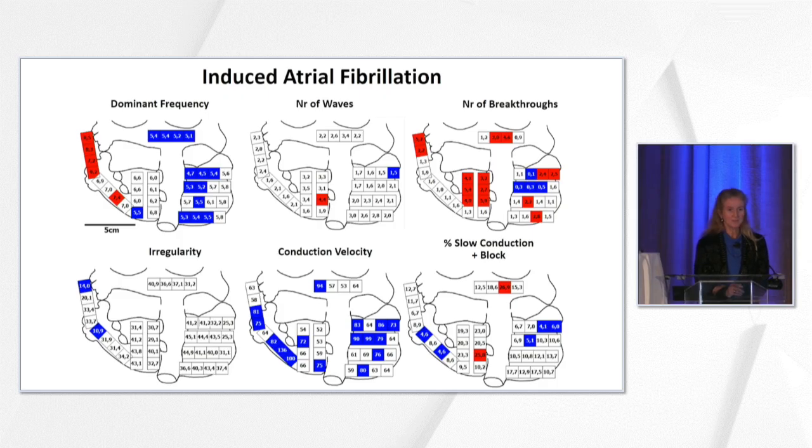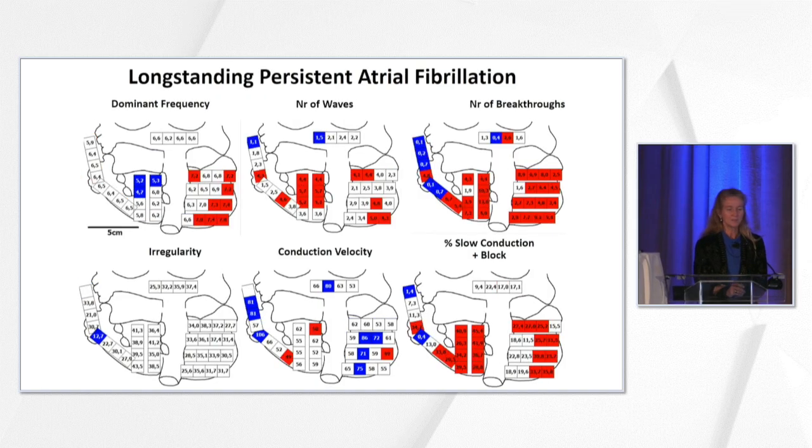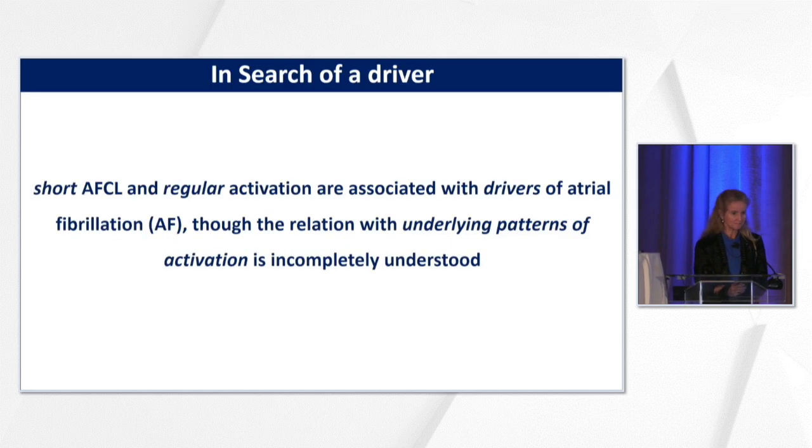And so this is a patient with no history of AF. You can see the red boxes for the specific parameters. And then we start to compare it with patients with persistent AF. And as you can see, several parameters are becoming more red. But this is, of course, a very coarse approach, and we are now refining this methodology.